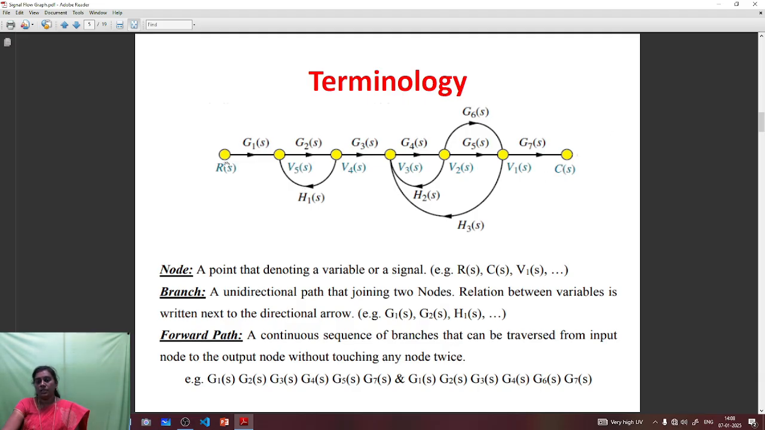So here you can see this flow is one forward path. At a time we are touching only one node; you should not touch any node twice. So this is one forward path. Similarly, you can take another forward path like this, and go in this way. So this is the second forward path. Similarly, different systems have different numbers of paths.